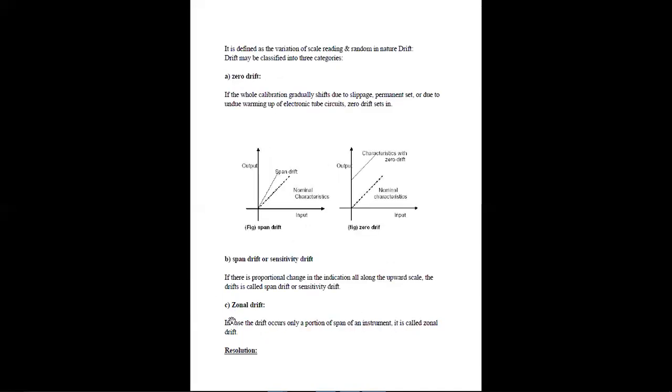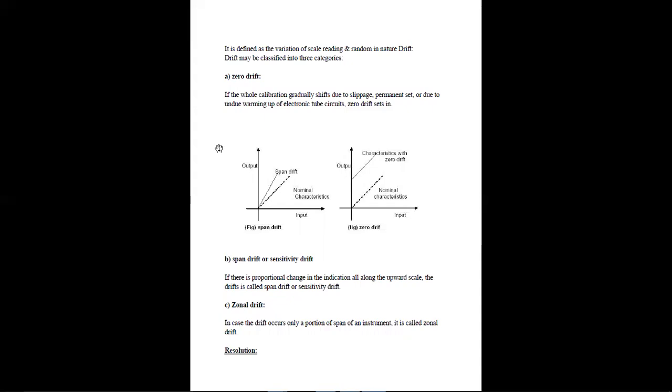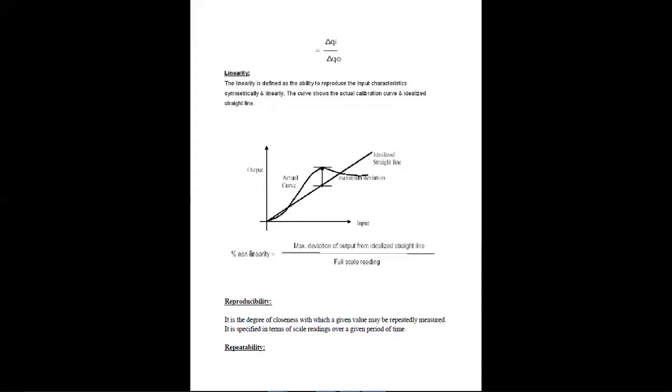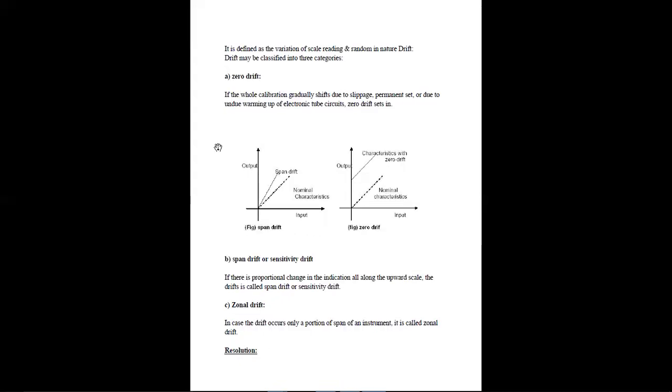This is your reproducibility. Again, repeatability: it depends on the variation of scale reading and is random in nature. Random in nature means the variation of scale reading. It is called repeatability.